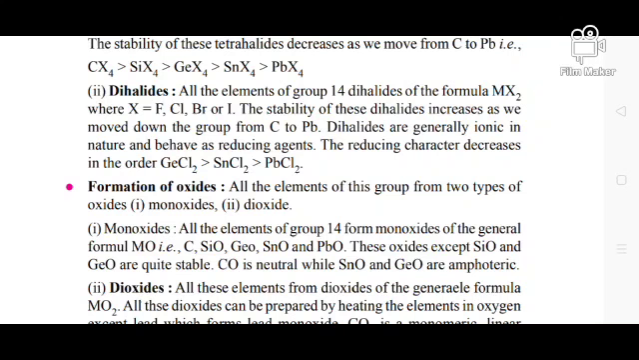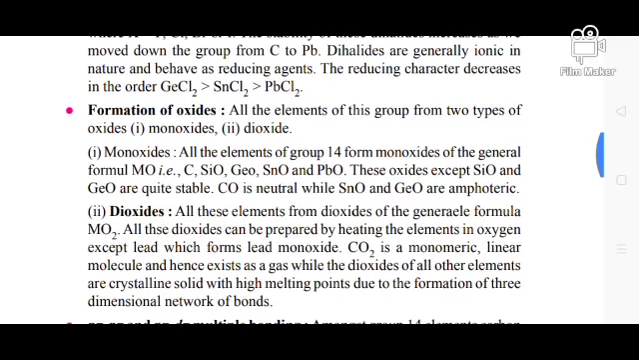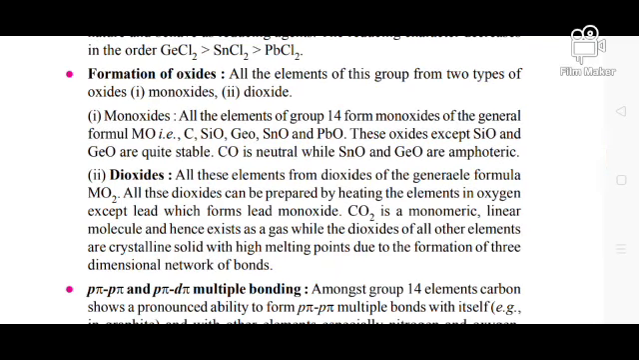The formation of the oxide after that. All the elements of group 14 form two types of oxide, that is monoxide and dioxide. You have to remember this thing. All elements of group 14 form the monoxide of the general formula MO, and all elements of group 14 form the dioxide of the general formula MO2.